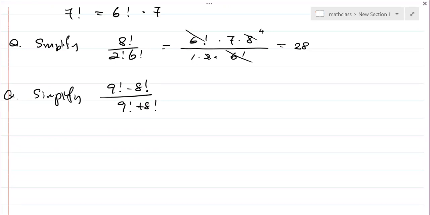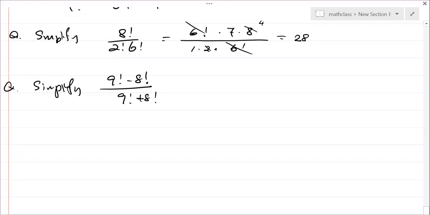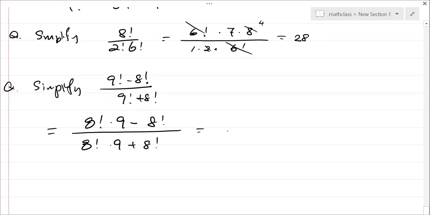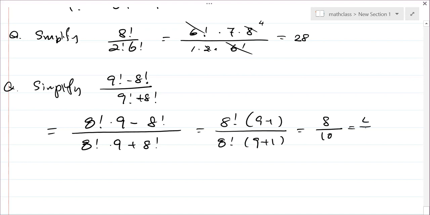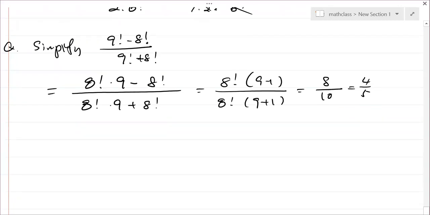Yes, Eric. 45. All right, so that's it, right? So 9 factorial is 8 factorial times 9. Then here, 8 factorial times 9 plus 8 factorial. You take 8 factorial out, then you simplify. So here's 8 factorial times (9 minus 1) over 8 factorial times (9 plus 1). So 9 minus 1 is 8, 9 plus 1 is 10, so 4 over 5. All right, so we're done with this.